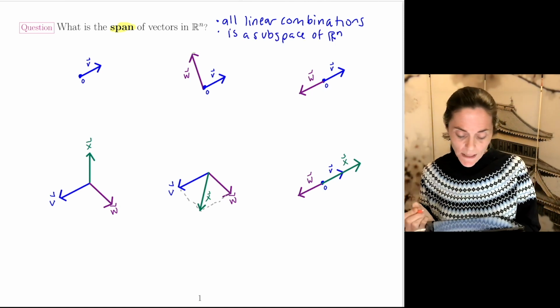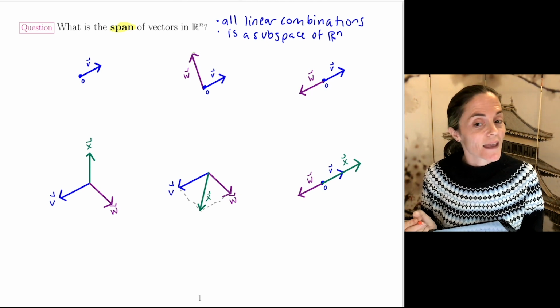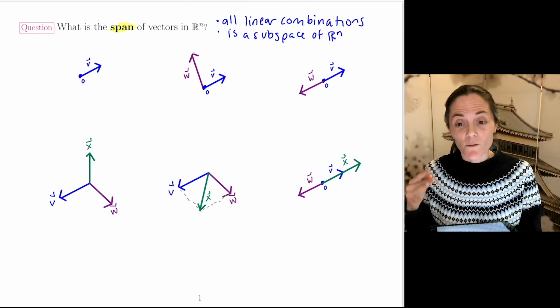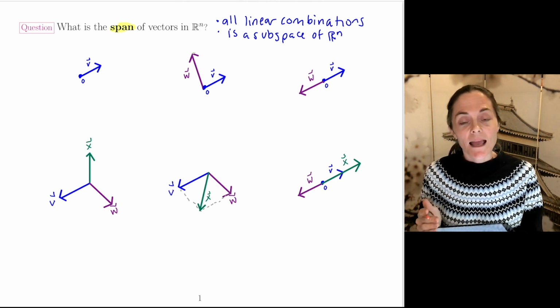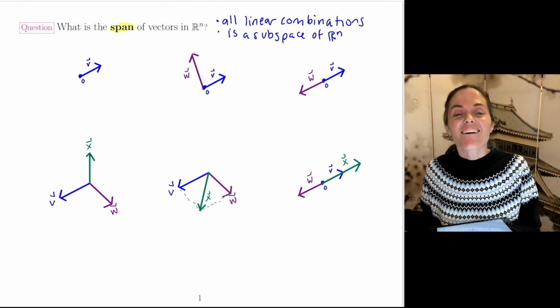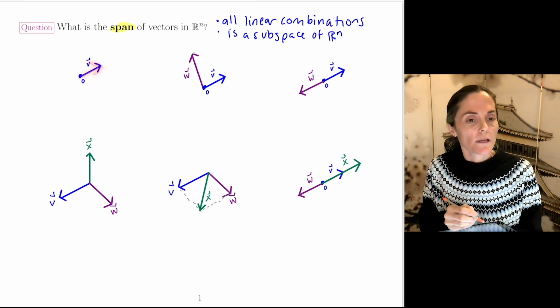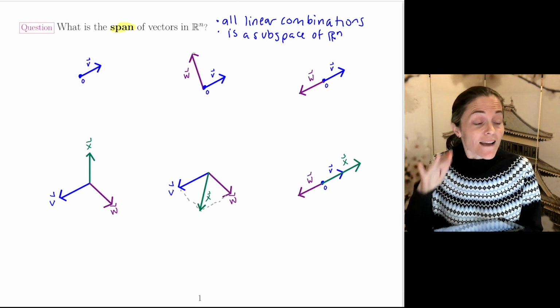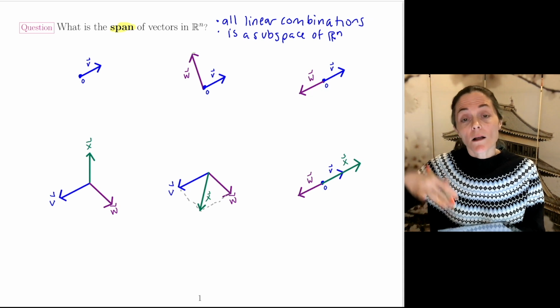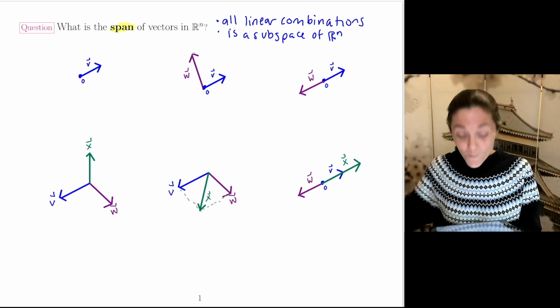Now let's look at some pictures. So here I just have arrows. I have V, W, and X, just depending on the picture. And these could be in any Rn. First of all, what's the span of one vector, non-zero vector V? Well, you just have one vector. The span, all linear combinations, it's all multiples.